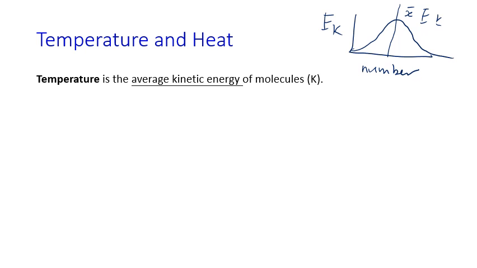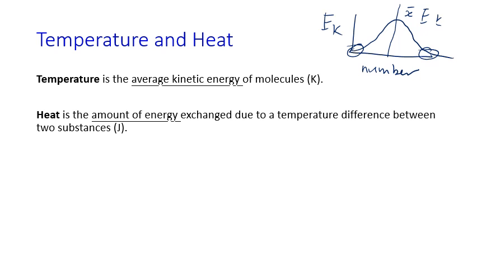So even if you have boiled water, most of the molecules have an average kinetic energy in the middle, but some have very low kinetic energy, and actually some will have very high kinetic energy. So it's going to be an average of all the molecules within that cup of boiled water. So heat is the amount of energy exchanged due to a temperature difference between two substances. Okay, so that's the difference between heat and temperature.